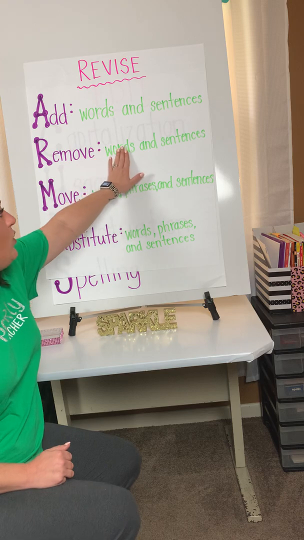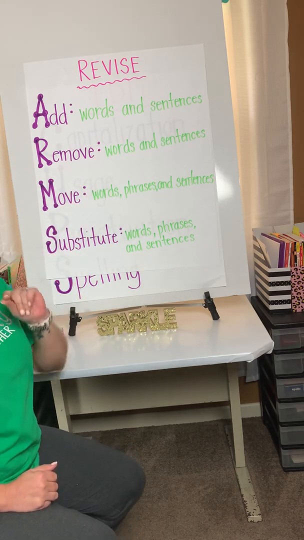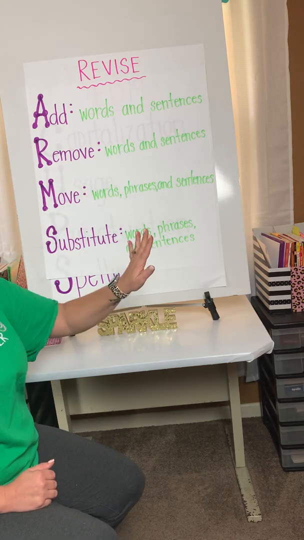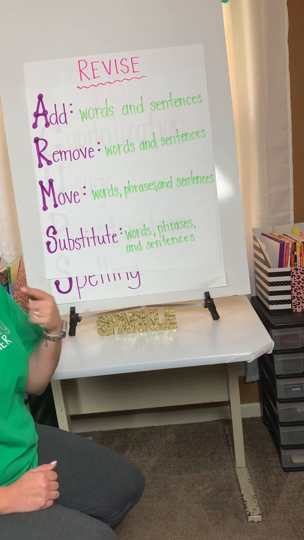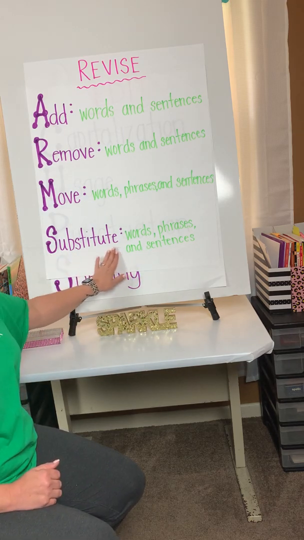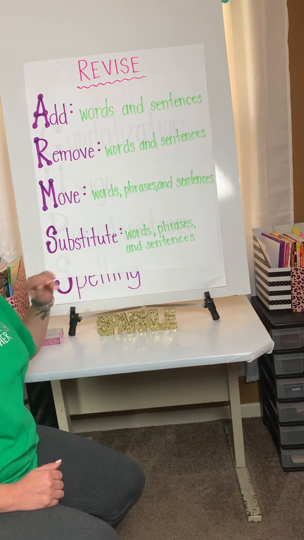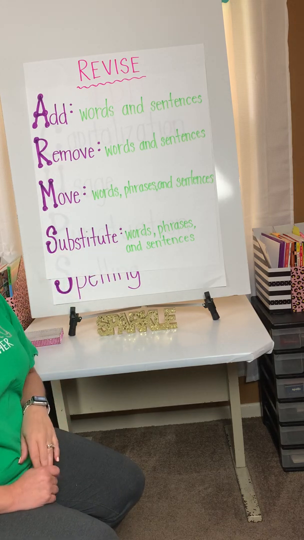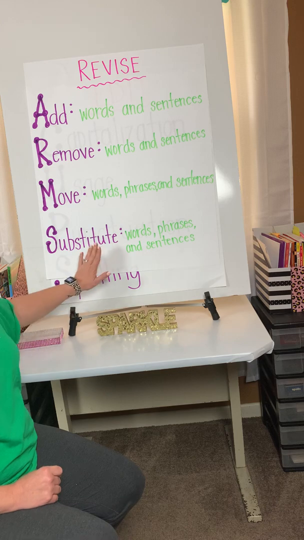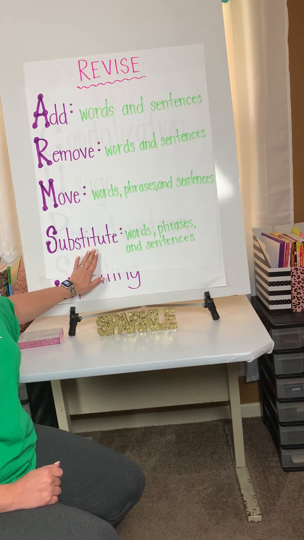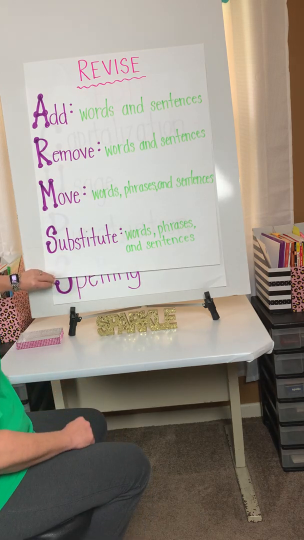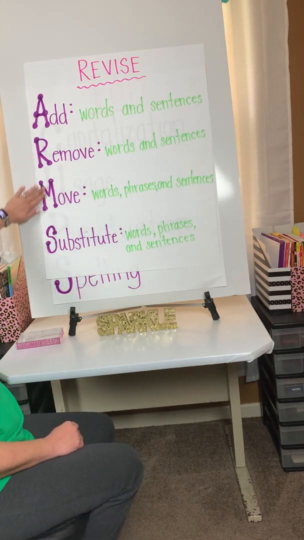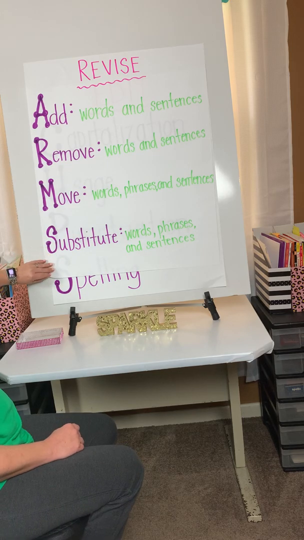Okay, and the final part is substitute, and this kind of goes up here to remove. If you're removing words, sometimes you can just take words out completely. But sometimes you lose meaning and you're going to have to find a substitute, or a different way of saying the same word or phrase. And once again, your thesaurus is your good friend when you're looking for words to substitute. All right, so that is how we remember revise. And once again, I use the word ARMS.